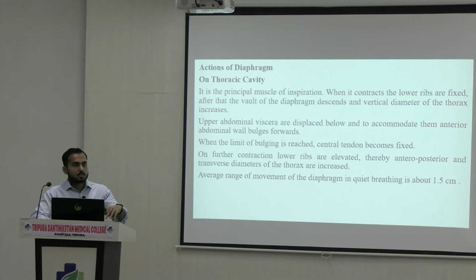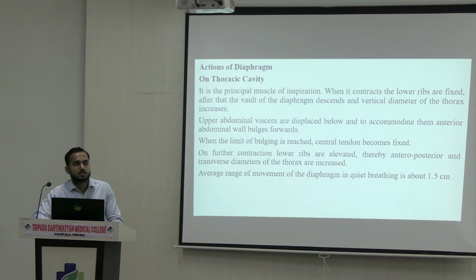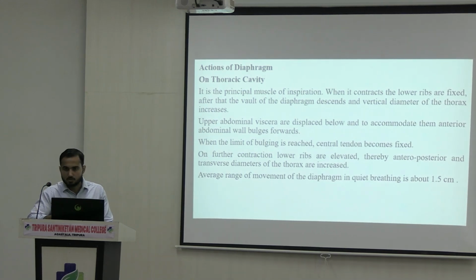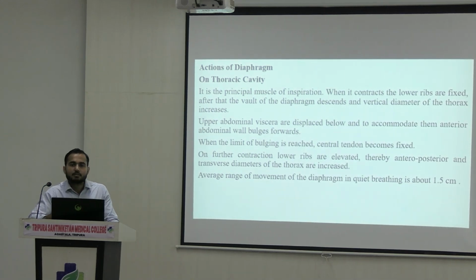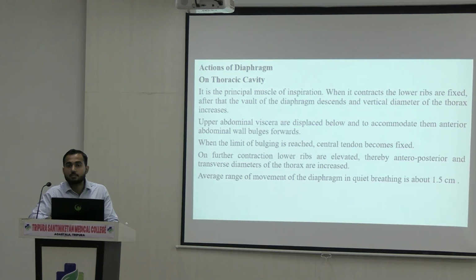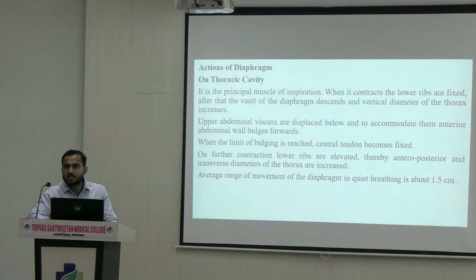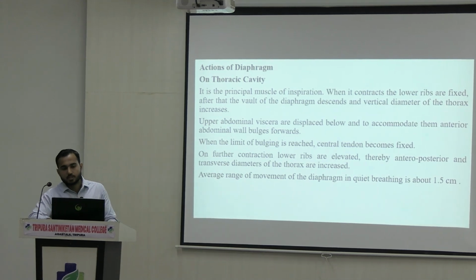So, what are the actions taking place in the major openings of the diaphragm that we have discussed? Next, we have to know about the action of the diaphragm in the thoracic cavity. We know that the diaphragm is the chief muscle of inspiration. Now, what is the mechanism? When the diaphragm contracts, which diameter increases in the thoracic cavity? The vertical diameter of the thoracic cavity increases.